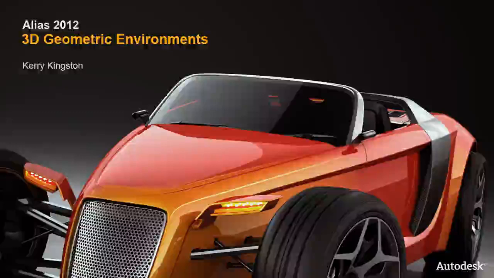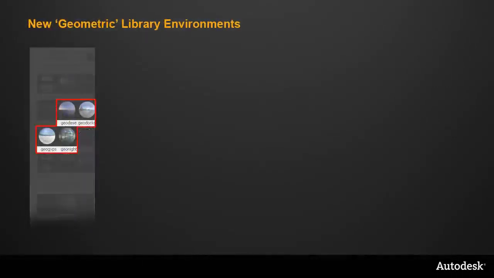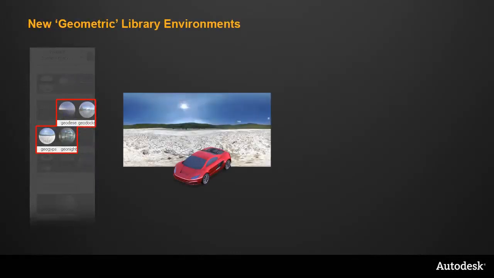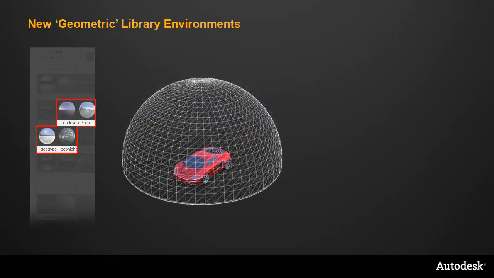This movie covers the new 3D geometric environments in Alias 2012. I'll start by looking at 4 new library environments. These are called geometric because instead of simply putting a static two-dimensional image behind the model, they create 3D geometry, either as a cylinder or a dome shape.